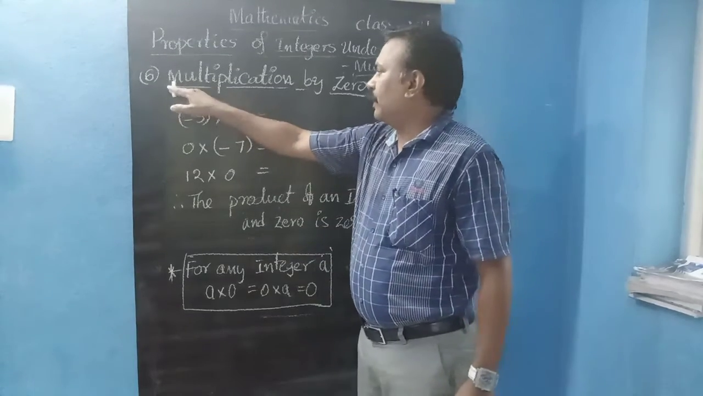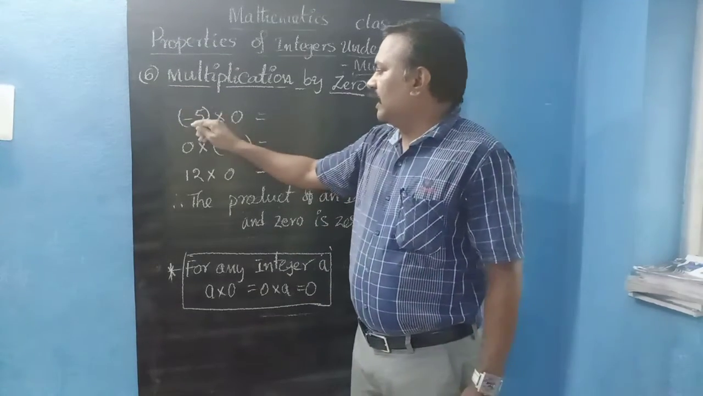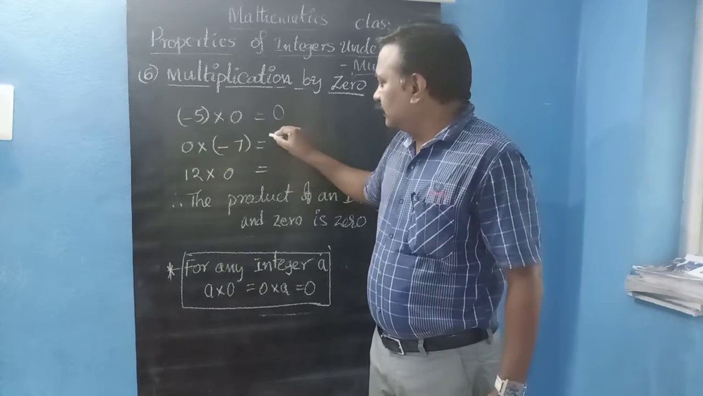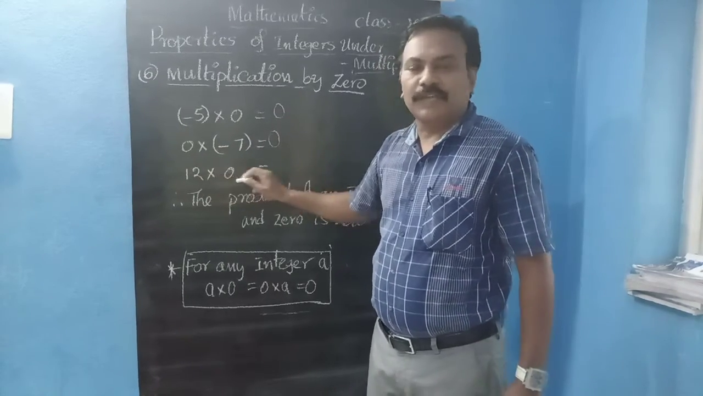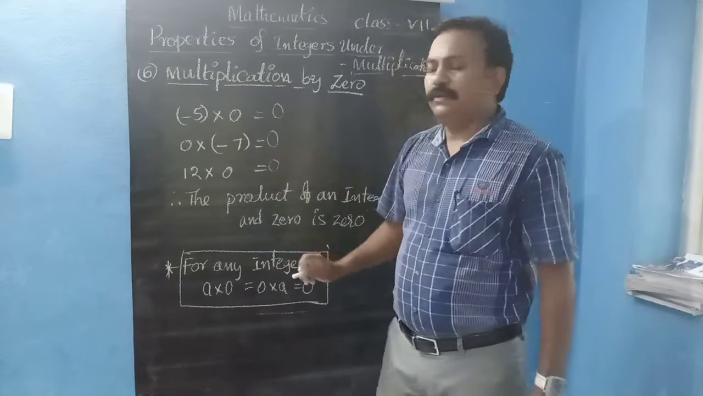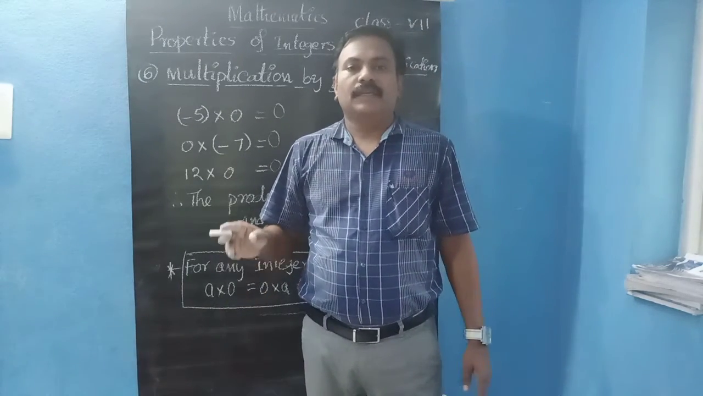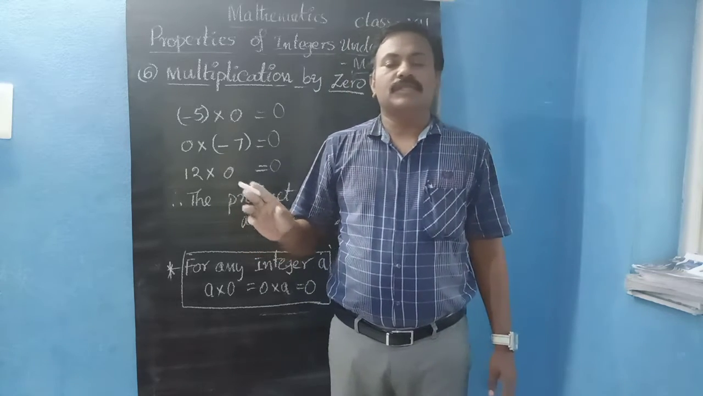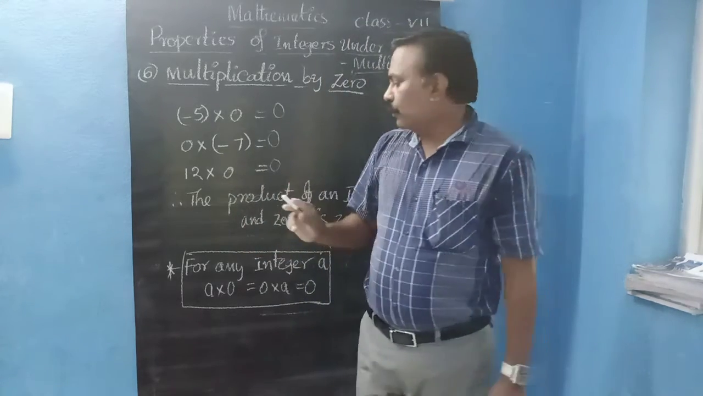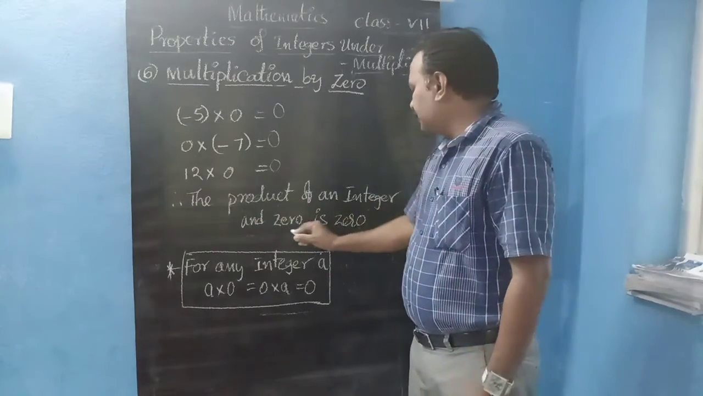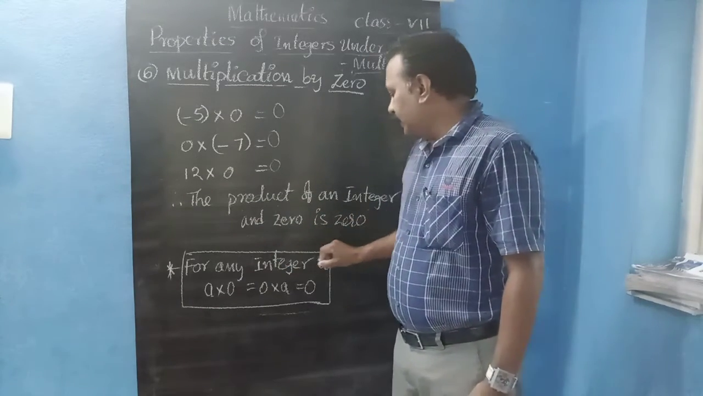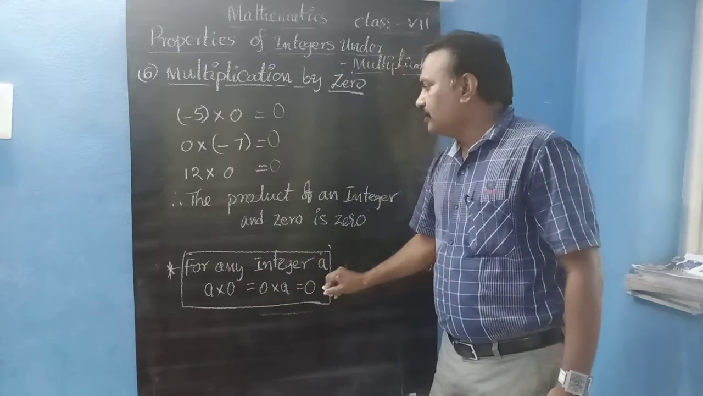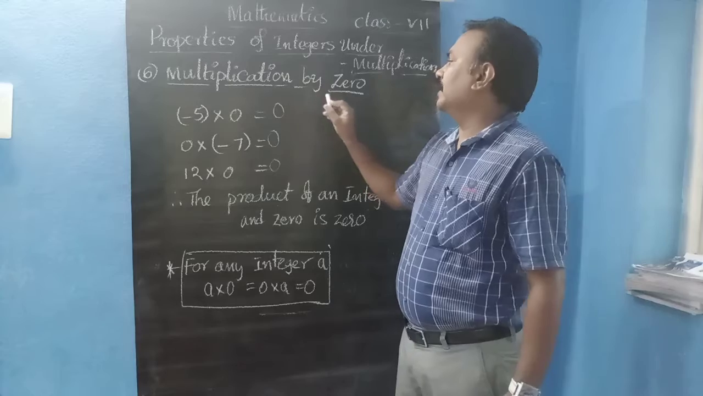Sixth property, multiplication by 0. Minus 5 into 0, 0. 0 into minus 7, 0. 12 into 0, 0. So if you multiply any integer with 0, it is always 0. The product of an integer and 0 is 0. For any integer a, a into 0 is equal to 0 into a is equal to 0.